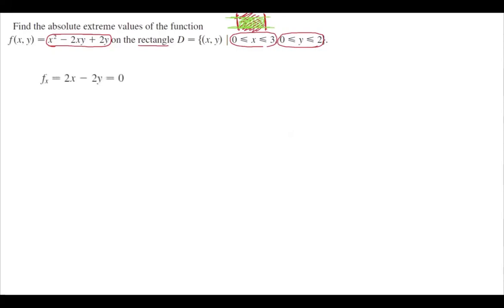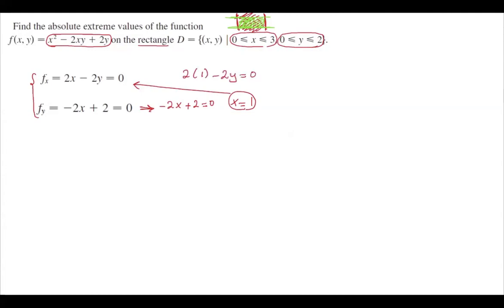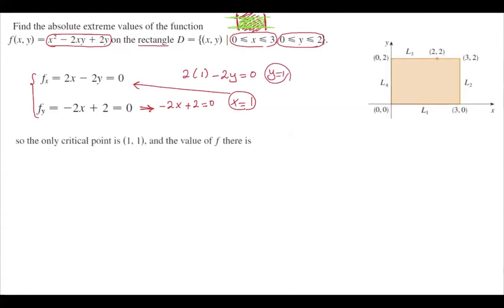So let us begin. First, we need to find the critical points. We are taking the derivative with respect to x, 2x minus 2y, set it equal to 0. The second equation, partial derivative of f with respect to y, is negative 2x plus 2 equal to 0. This is a system of equations that we consider. The second equation gives us negative 2x plus 2 equal to 0, so x becomes 1. When x is 1, plug that into the first equation, 2 times 1 minus 2y equal to 0, or 2y is equal to 2, or y is equal to 1. So we found the critical point, which is (1, 1).